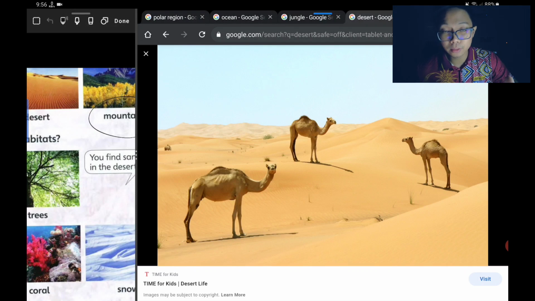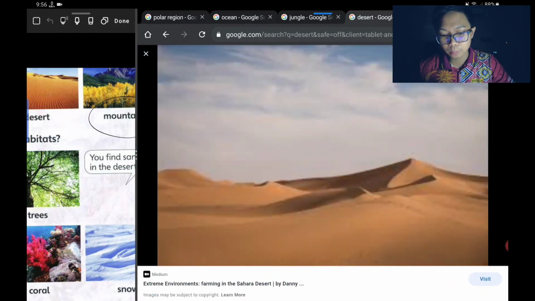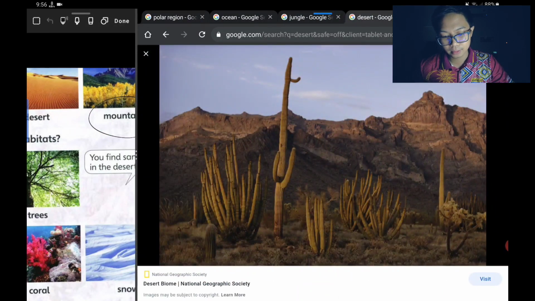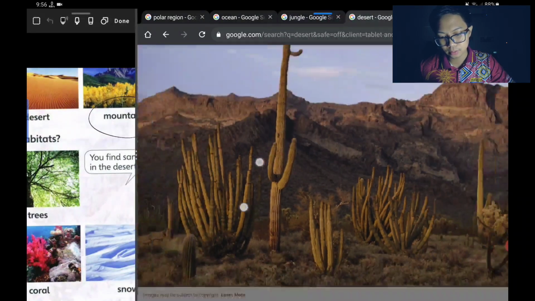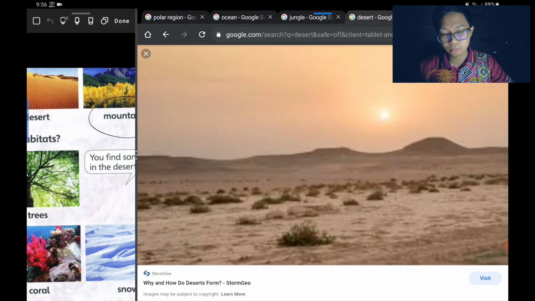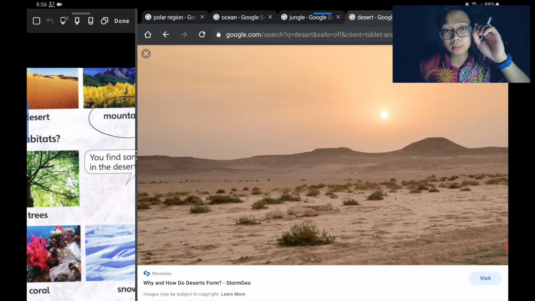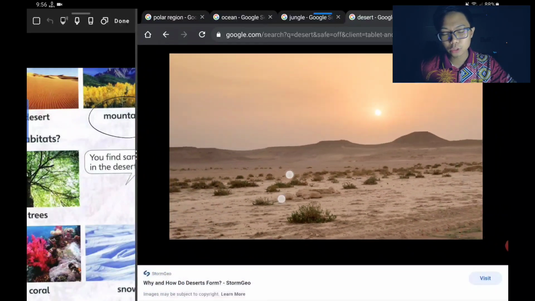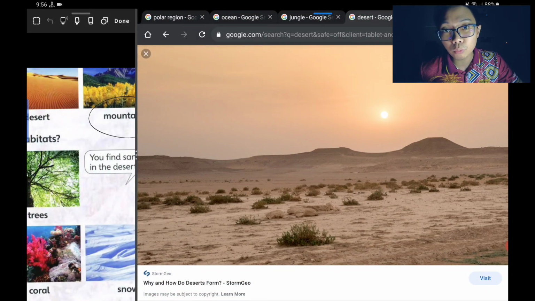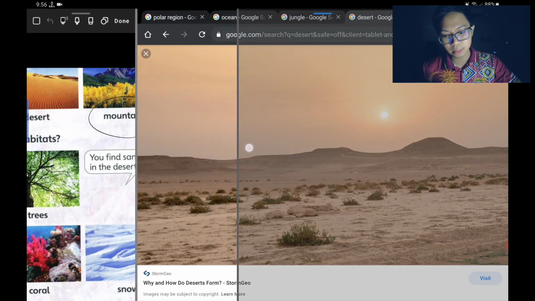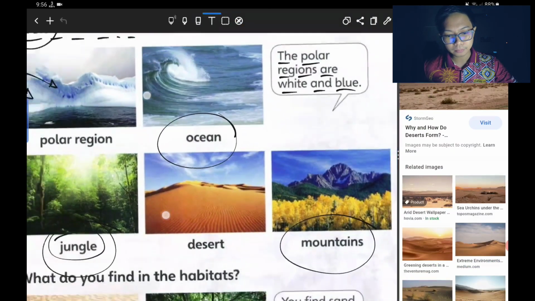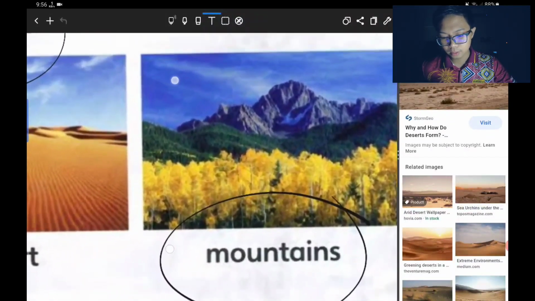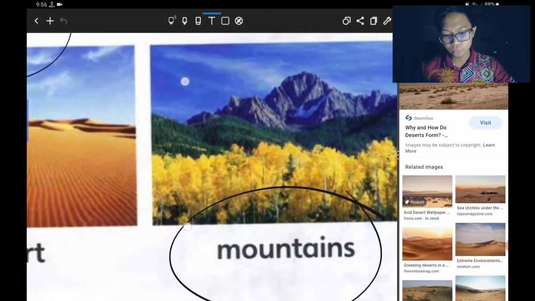See? They can live here because they have their hump. Ada bonggol di belakang to store the water. Untuk simpan air masa panas. Cactus, see the plants. So this is a very hot place. Not every plants can survive here. Bukan semua tumbuhan boleh selamat sini. Tengok, kering kontang. It's too hot. Just minimum amount of water in this place. Sangat sikit air.